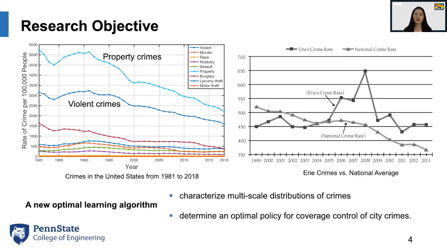In the United States, crimes are classified into two main categories: violent crimes and property crimes. Violent crimes consist of assault, robbery, rape, and murder. Property crimes consist of burglary and theft.